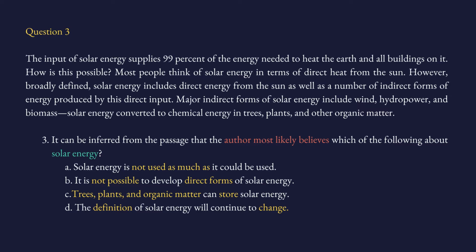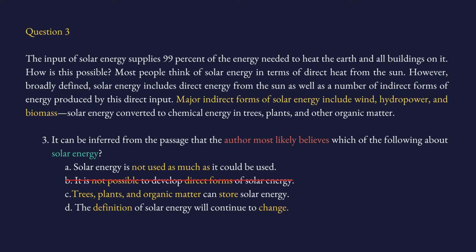So look at the second sentence. It includes keywords from choice B. Choice B said it is not possible to develop direct forms of solar energy. But here the passage says, broadly defined, solar energy includes direct energy from the sun, as well as a number of indirect forms. So it means that there are both direct forms and indirect forms of getting solar energy. So B is entirely wrong. B says it is not possible, but the passage says that it is possible. So B is off the table. So I'm crossing it out.